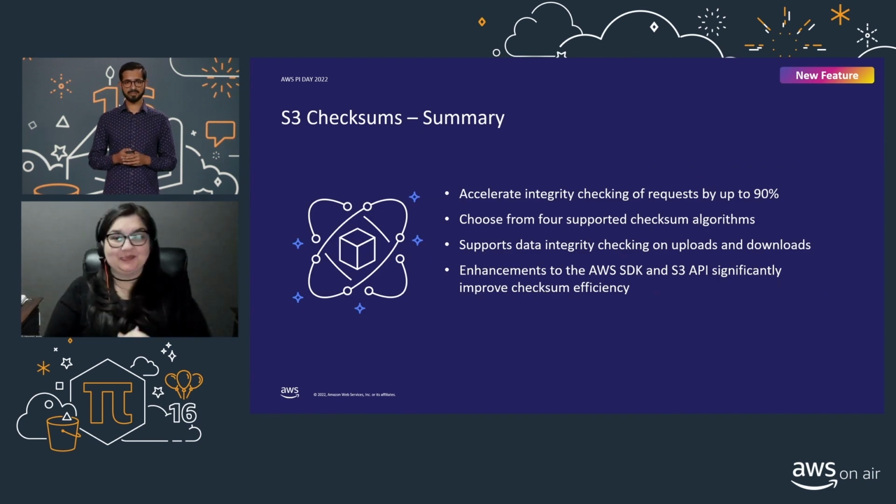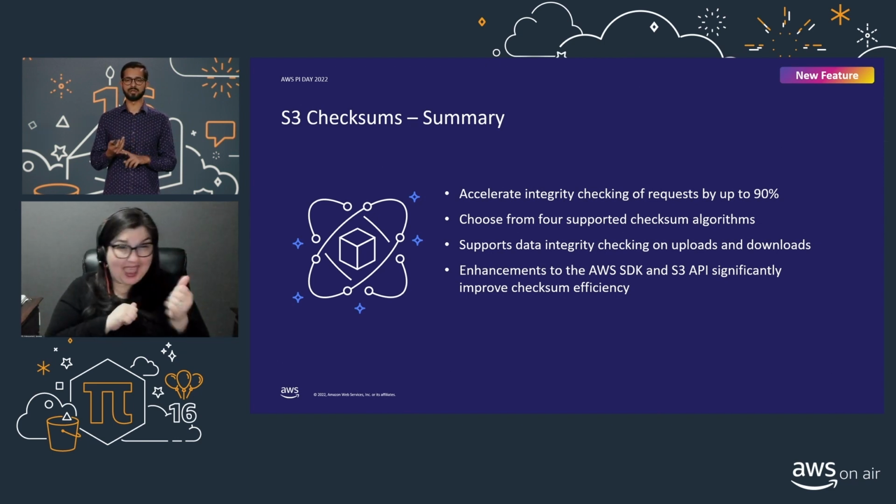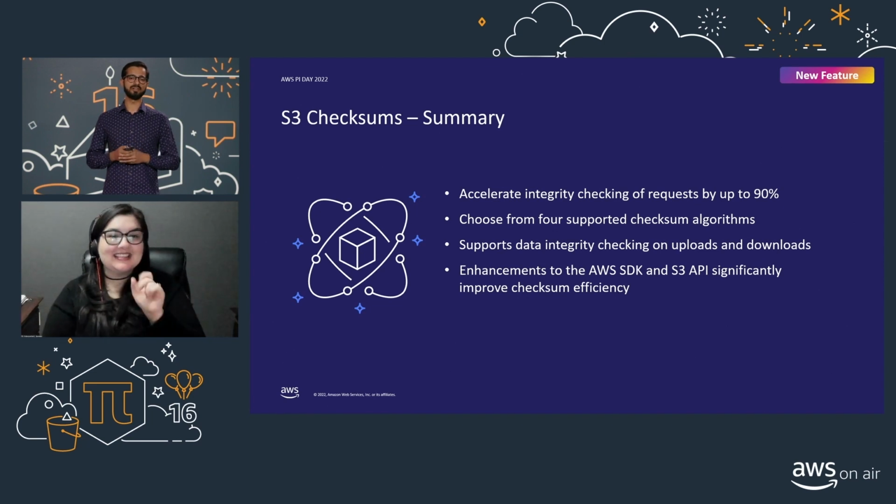Now to summarize, you can now accelerate the integrity checking of your objects by up to 90%. You can choose from 4 supported algorithms. You can check the integrity of any object, whether encrypted, multi-part upload, or single-part objects. And finally, the enhancements to the AWS SDK and S3 API will significantly improve the checksum efficiency.